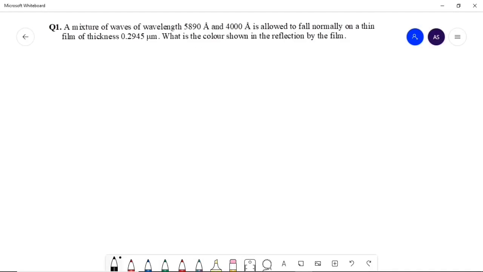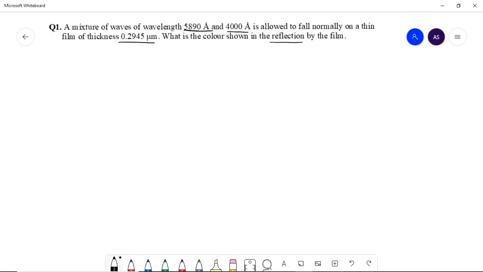Question number 1. A mixture of waves of wavelength 5890 angstrom and 4000 angstrom is allowed to fall normally on a thin film of a thickness, this one, and what is the color showing in the reflection of the film. Okay, here we will use the formula.